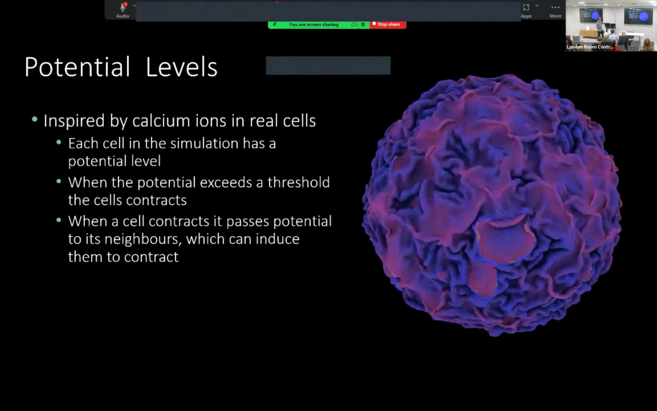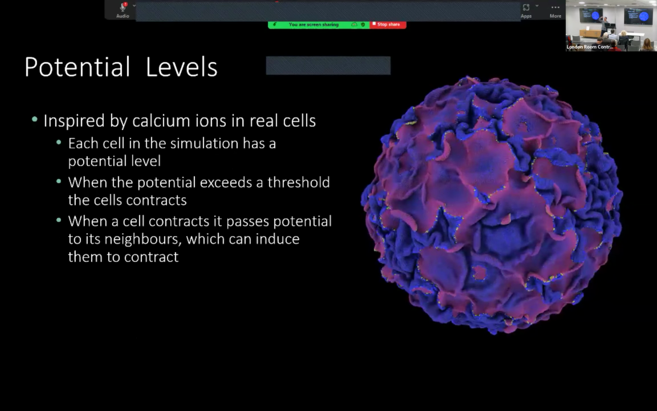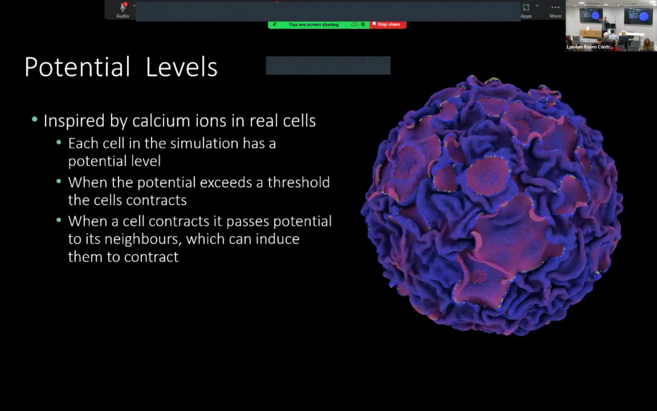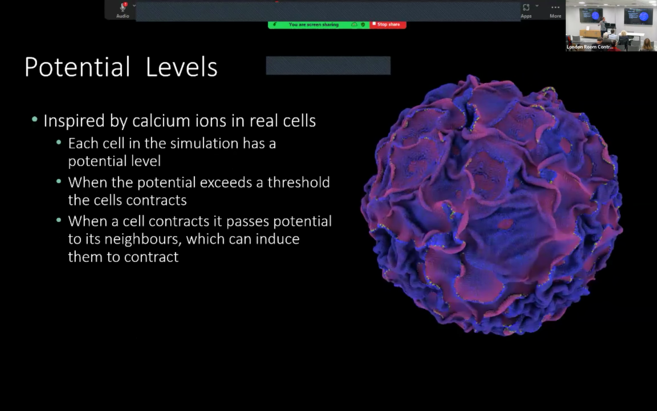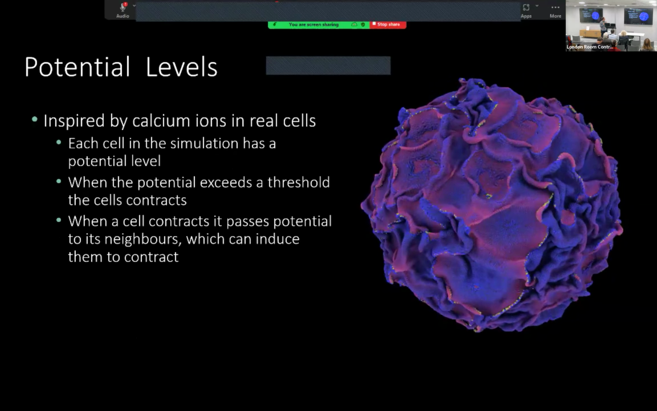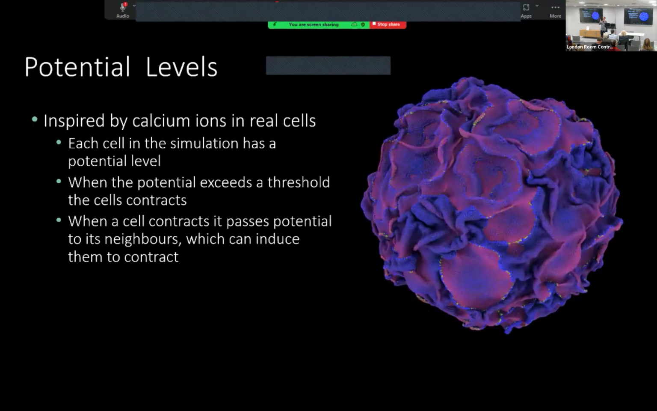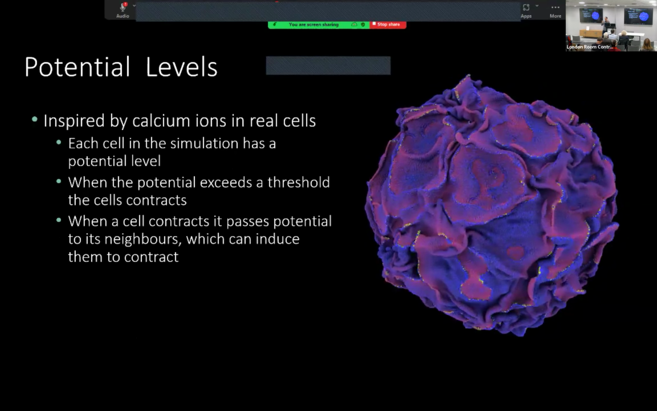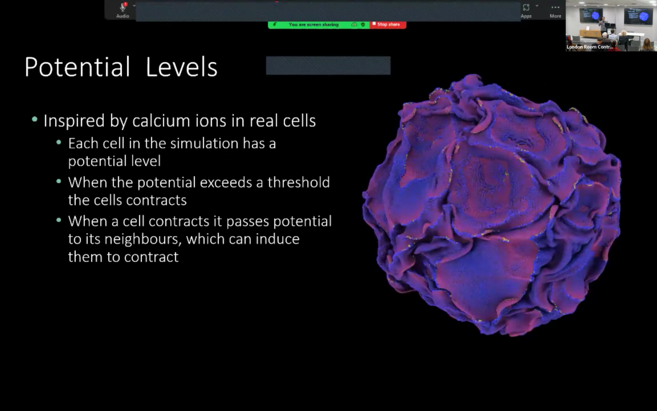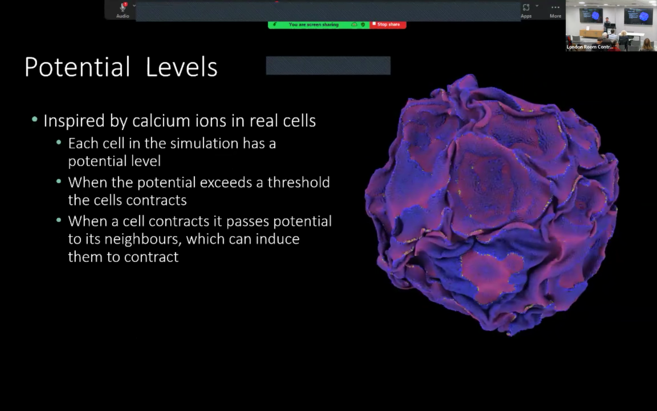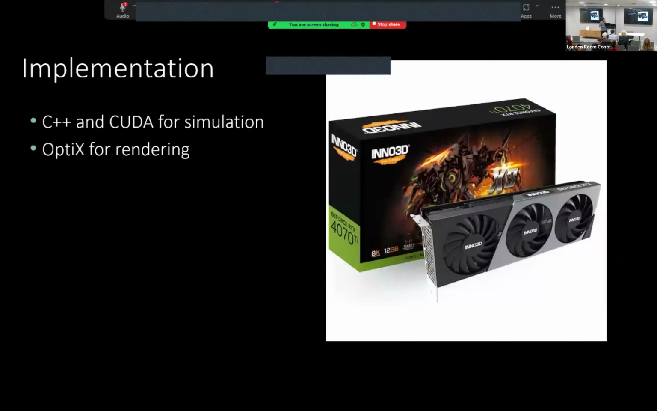So that's each cell. It's a potential level. And if the potential level goes above this setting, that's what makes the cell contract. When a cell contracts, it can share some potential, increasing the potential in its neighbours a bit. So it can also hopefully trigger its neighbours to contract as well. So it's simple, closely inspired by what I was saying.